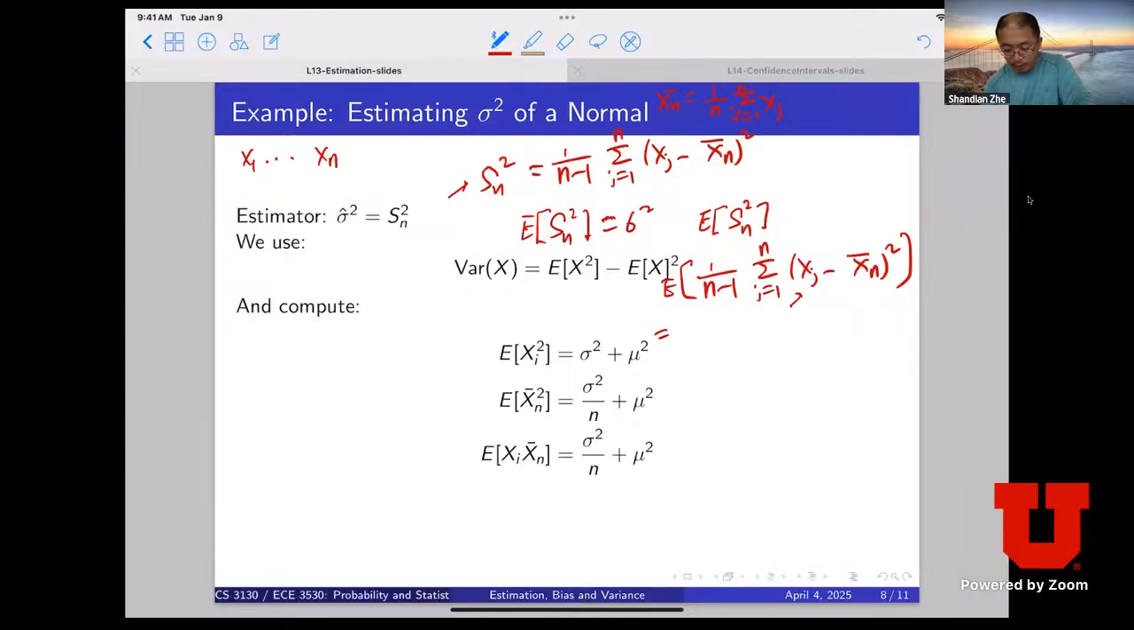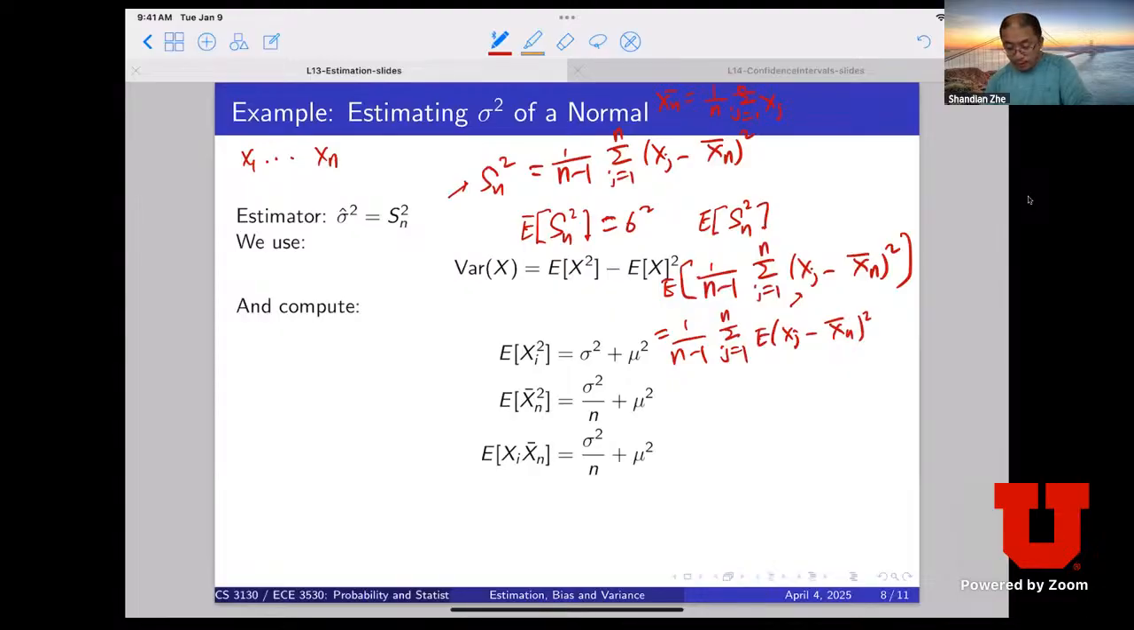so it will be 1 over n minus 1, sum over j from 1 to n, expectation of xj subtracted by the sample mean, take the square, right? Does anyone disagree?